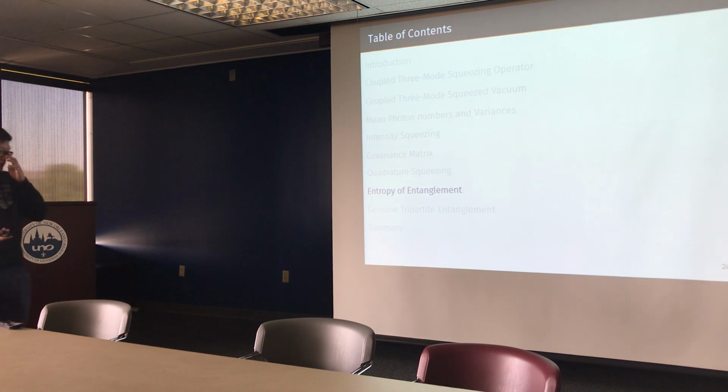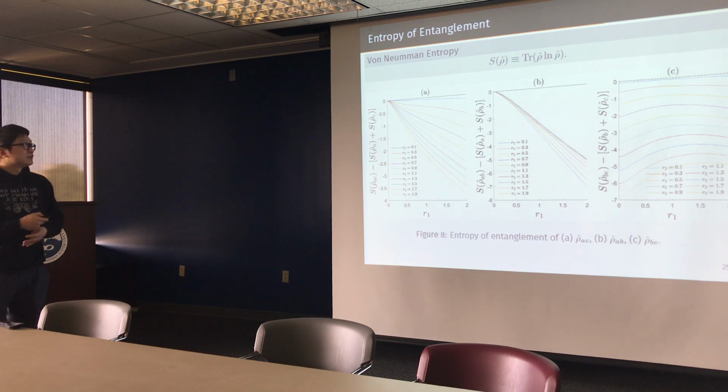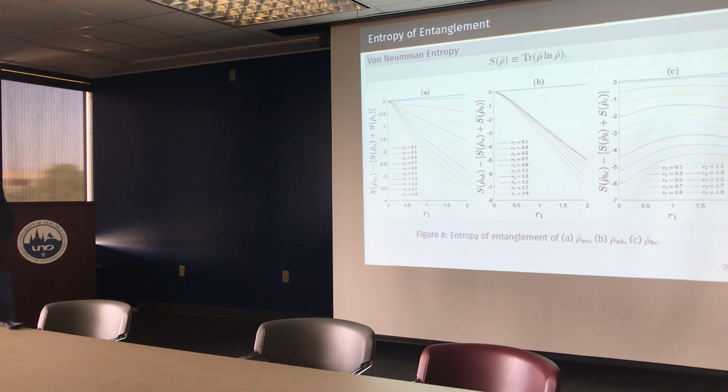So the next thing is we want to look at the actual entanglement, see if there is a tripartite entanglement or it's just pairwise entanglement, stuff like that. So first, we look at the entropy of entanglement between pairs of modes. That's just the definition of the von Neumann entropy. So here I'm plotting, the y-axis is the von Neumann entropy of the composite system of pairs of modes minus the sum of the entropies of the individual subsystems.